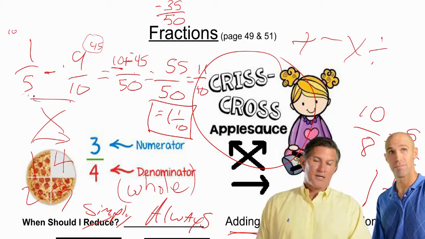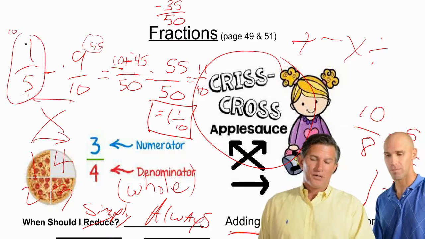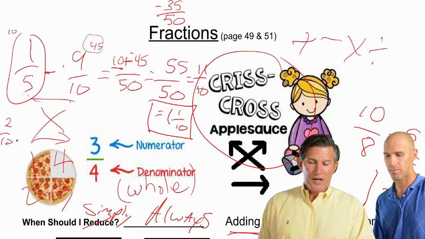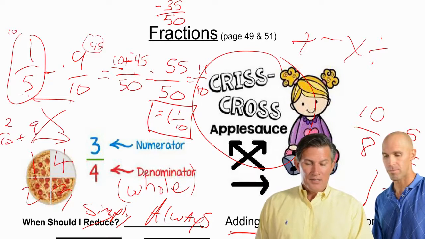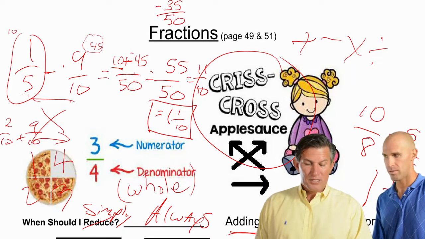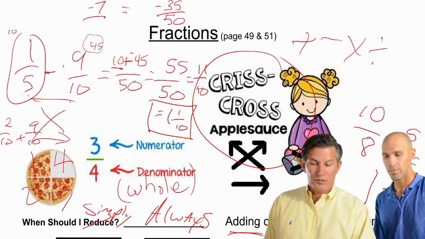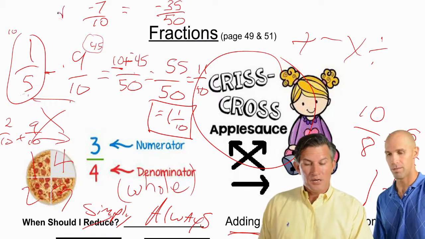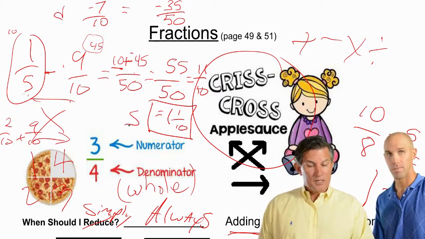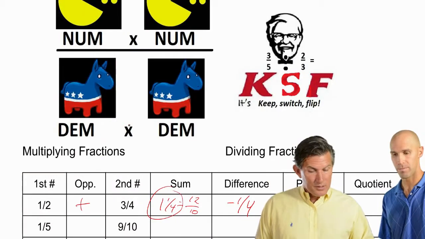Now, a lot of people are saying, oh, that's dumb. You should have just doubled this. That's fine. You could have doubled that. That would have been 2 tenths, and then you can add the 9 tenths, and you would end up with 11 tenths, okay? Or -7 tenths. When should you reduce? Always. So this is the difference, and this is the sum. Let's remember that when we go down here.